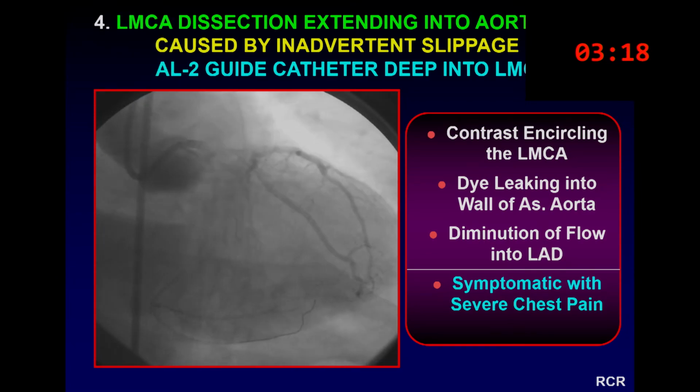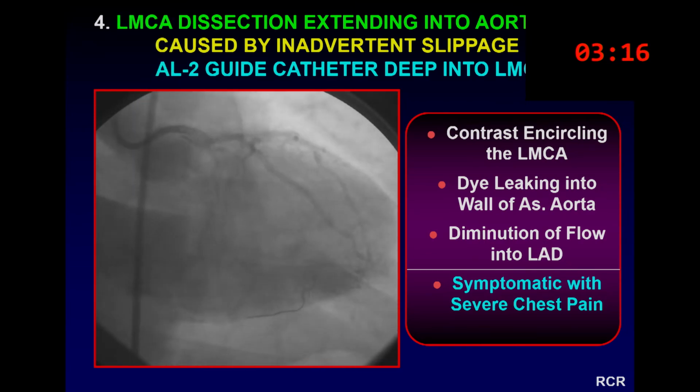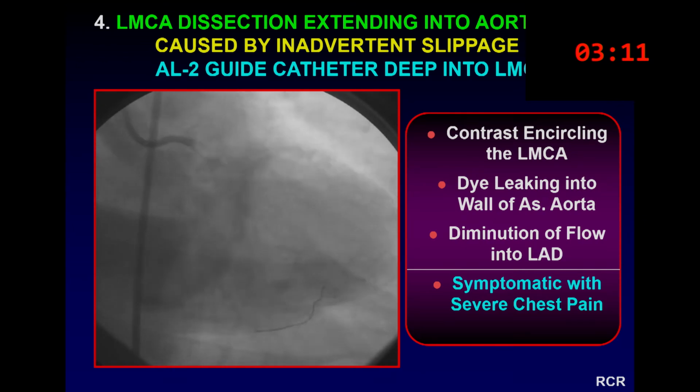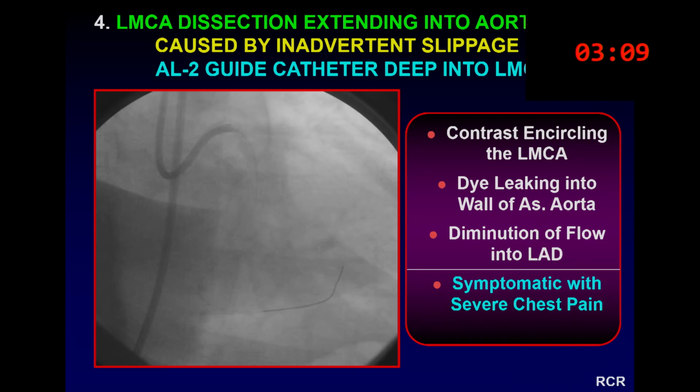There is a major dissection in the left main, and this is extending into the wall of the aorta with the dye leaking into the wall of the aorta. The patient became symptomatic at this point of time with severe chest pain, but there was no fall in blood pressure.